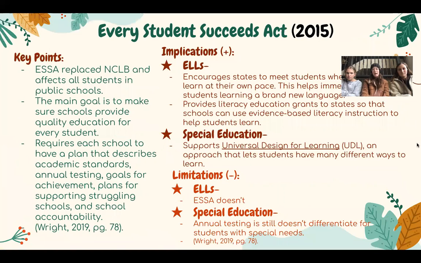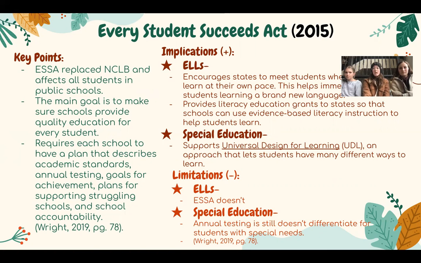And so that leads to the Every Student Succeeds Act of 2015. And this initially replaced the NCLB. And it again affected all students in public schools. The main goal was also to make sure that schools provide quality education for every student. And it was still holding schools accountable, but it phrased it in a way that it wanted each school to have a plan that describes academic standards, annual testing, goals for achievement, and plans for supporting struggling schools and school accountability. And its goal was also to help students of different race, students who have special education, ELLs, and students in poverty.